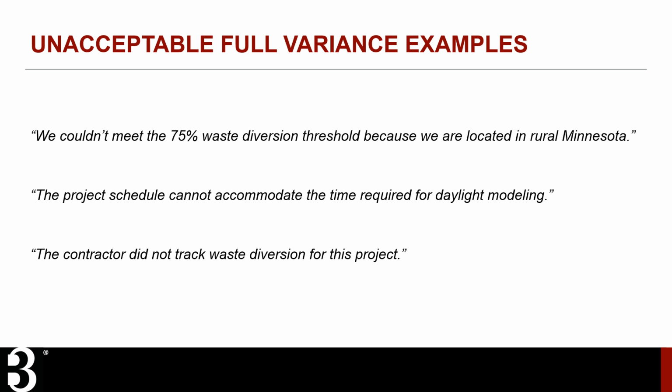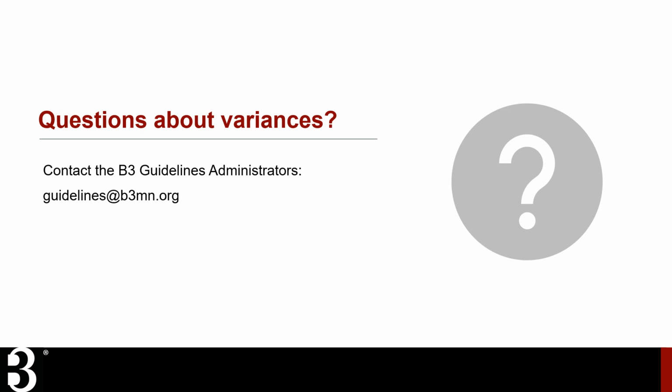The third is also an unacceptable reason. In this case, a requirement missed by a project team that cannot be addressed later. This should be rejected and labeled non-compliant. As always, questions about variances can be directed to the B3 Guidelines administrators.